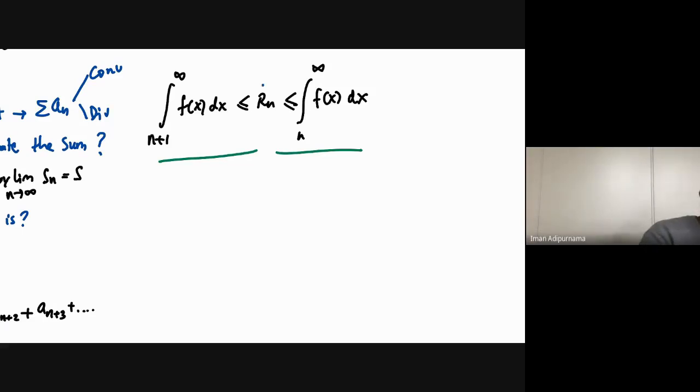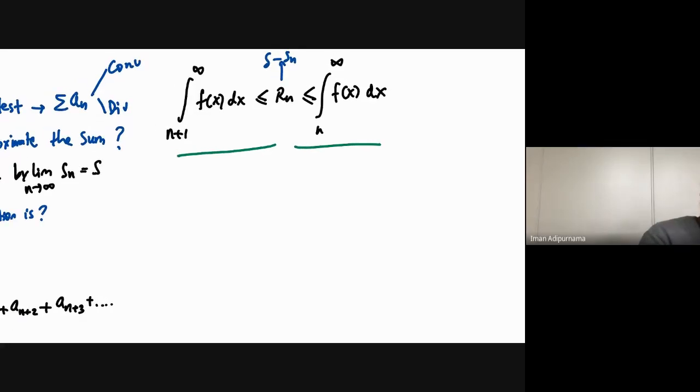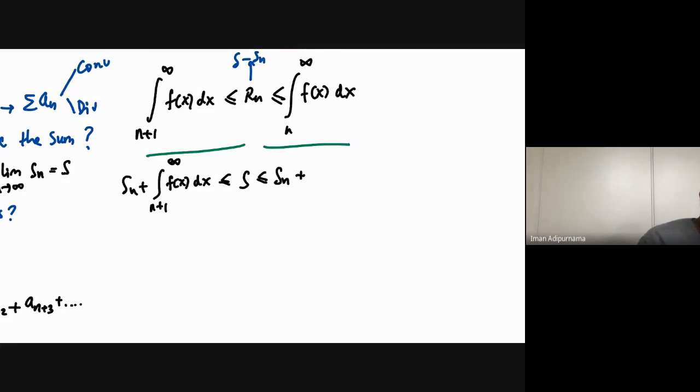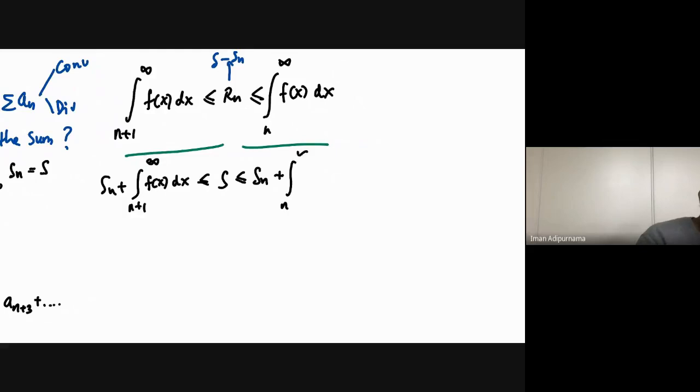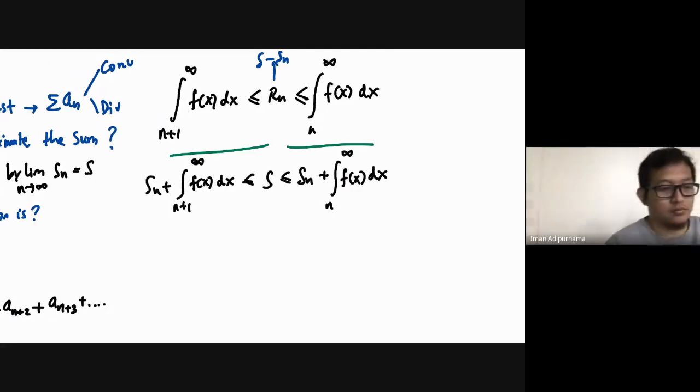Because Rn is actually the difference between S and Sn, we can write the terms in S and Sn. So Sn plus, so both sides are added by Sn.